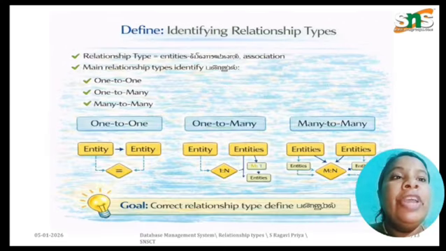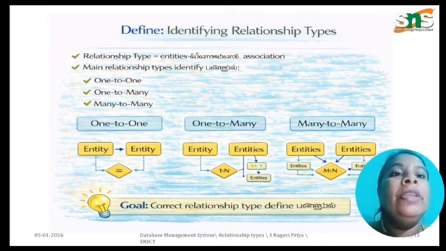Identifying relationship types. We have mainly three types of relationship. They help us find the association between different kinds of entities. The first one is one-to-one. In this relationship, there will be one entity which depends on another entity.